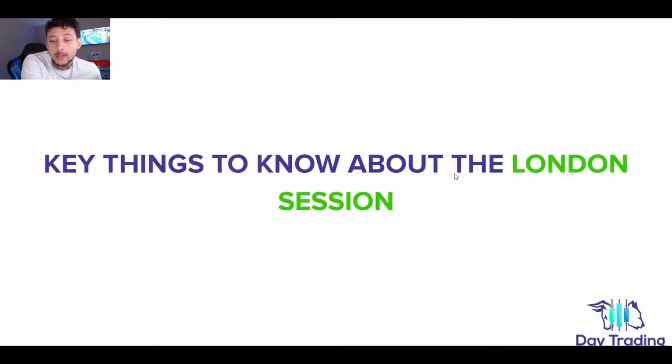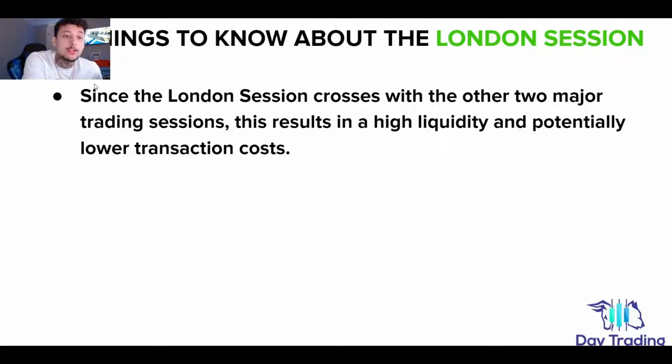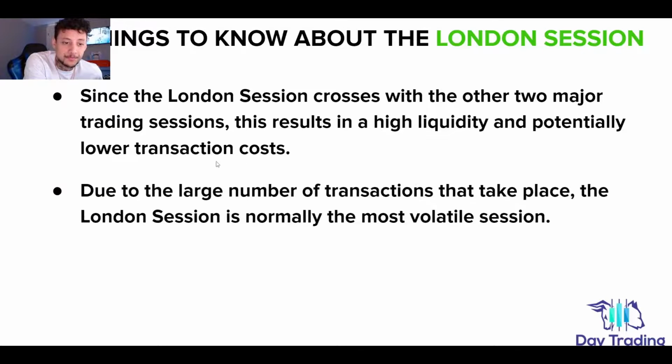Key things to know about the London session, right? Since the London session crosses with the other two major trading sessions, this results in high liquidity and potentially lower transaction costs, meaning that spreads and commissions are going to be lower during the London session, mainly spreads, compared to the Tokyo session. Now, due to the large number of transactions that take place, the London session is normally the most volatile session, meaning that you're going to see the most movement during the London session.